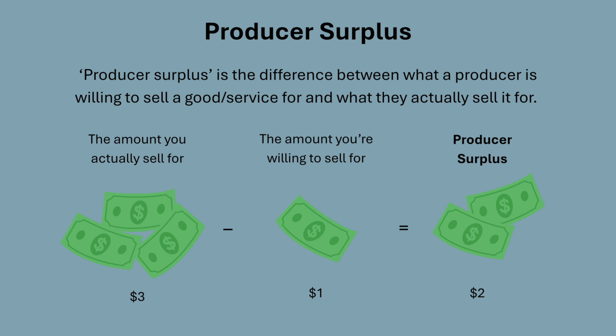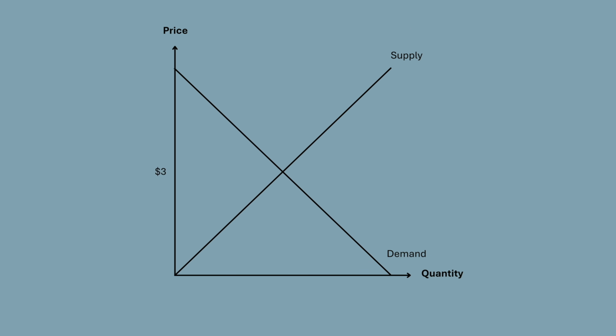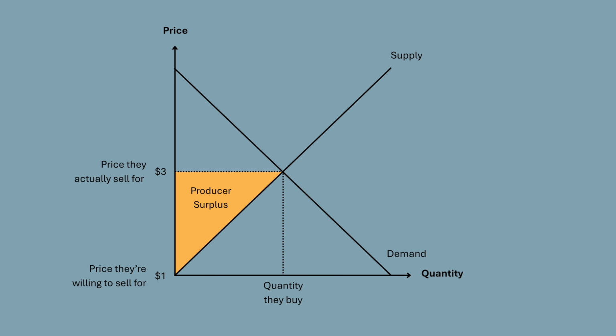On the graph, the producer sells the Moro bar for the equilibrium price, which is $3, but they were willing to sell it for just $1. We know this because of the supply curve. It shows the price the producers are willing to sell something for. So it's the difference between the price they are willing to sell for and actually sell for. The producer surplus is hence this yellowy, orangey triangle here.